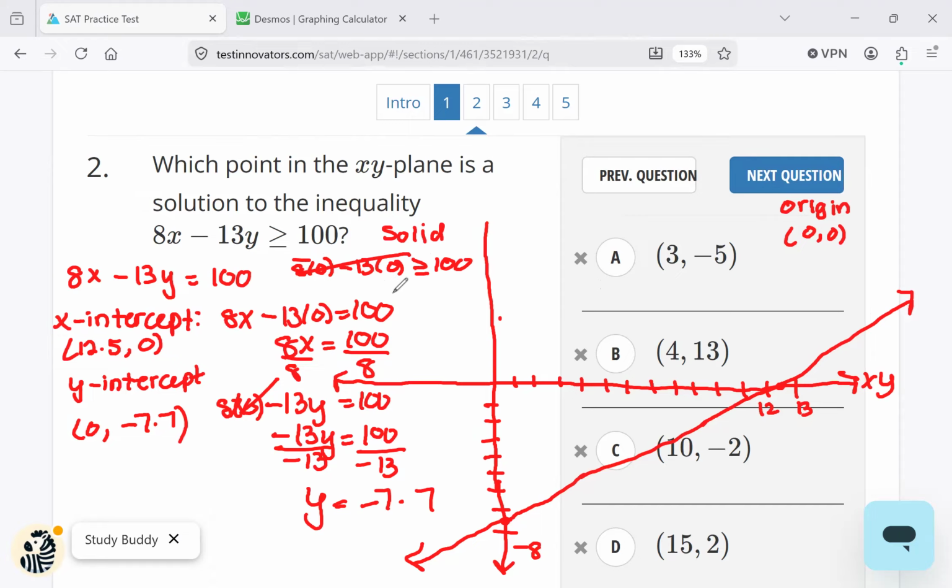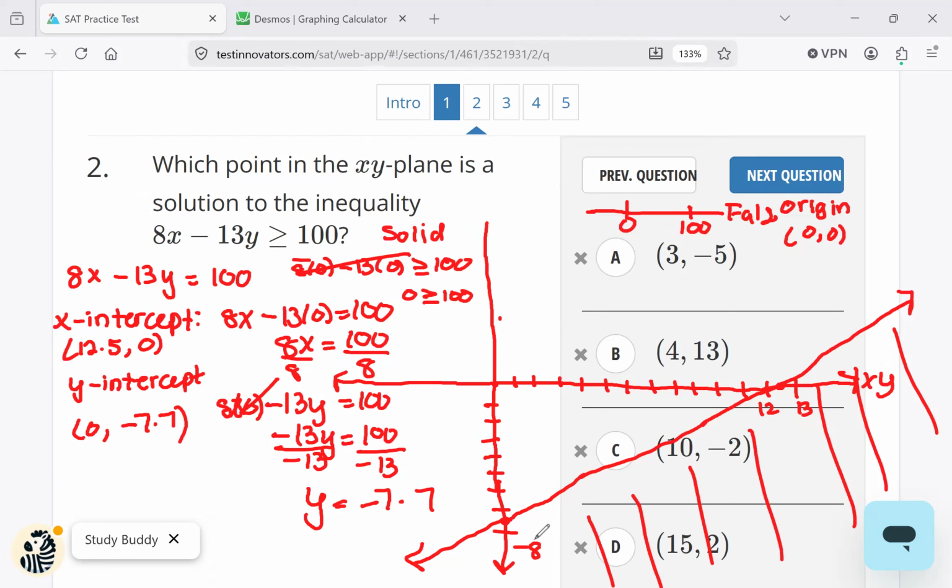Okay, so this zeroes out. So it's 0 greater than 100. Is 0 greater than or equal to 100? I'm not even sure. So put it on another line. Here's 100, here's 0. Is 0 greater than 100? That's very false, right? So what we do is we pick the point 0, 0, it's false, so you're going to shade on the other side.